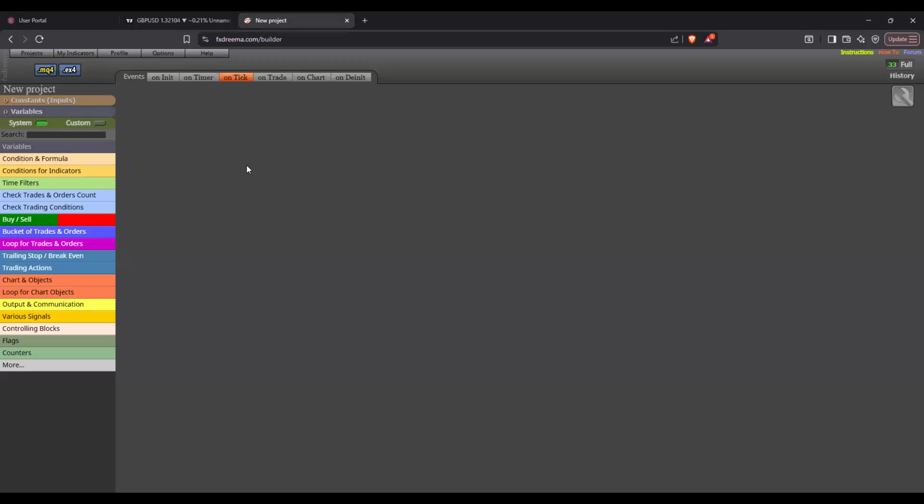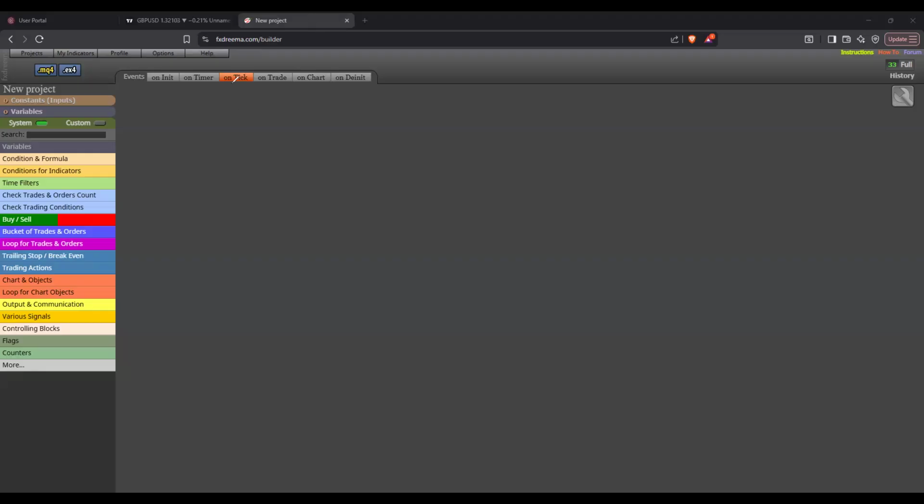Well, on the FX Dreamer workspace here, you'll notice at the top it says events. And under events, you have on init, on timer, on tick, on trade, on chat, and so on. Now, if you paid attention when Precious David was having a session yesterday, if you look at those codes, they had several blocks of lines, several aspects of the code that were enclosed within brackets, and they might say on init or on start.